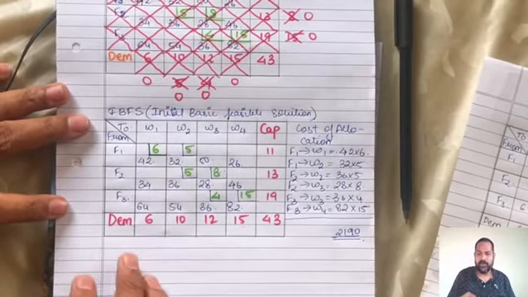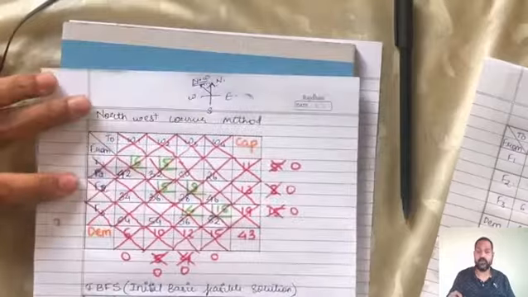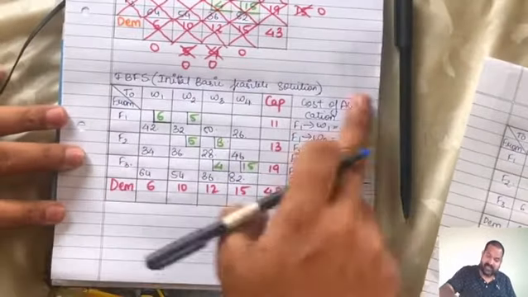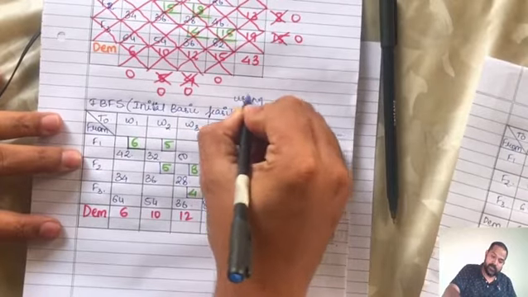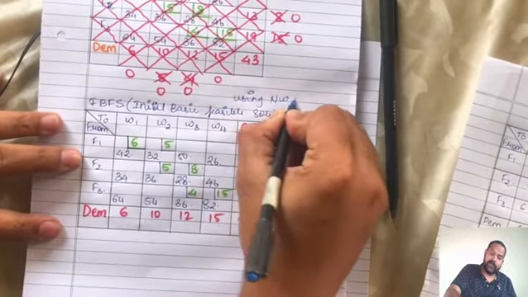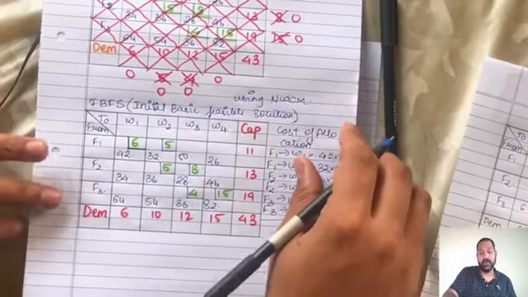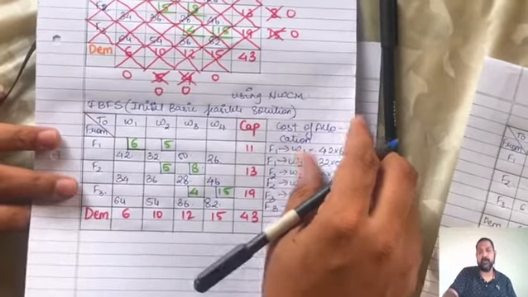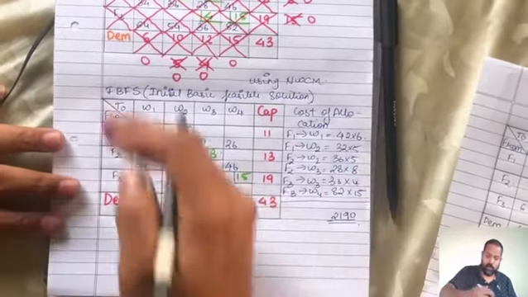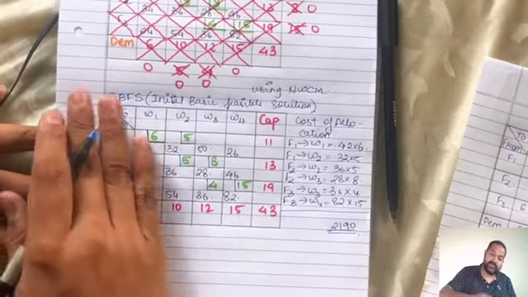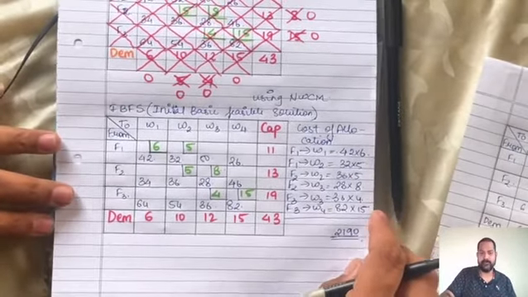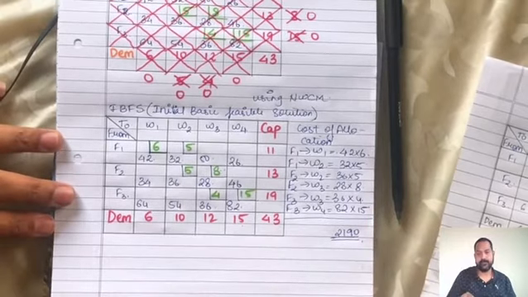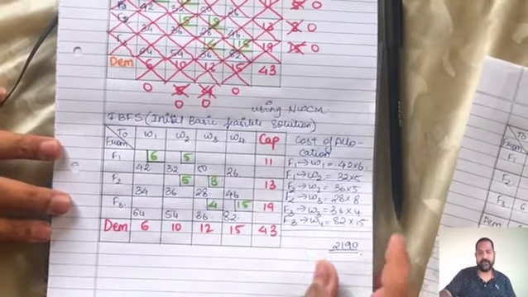Well, I used a method. What is the method? The northwest corner method. Then this is the IBFS using the NWCM, also known as the northwest corner method. So above the table, I would write down that this is the IBFS using the northwest corner method. That's it. This is the answer that they are expecting.